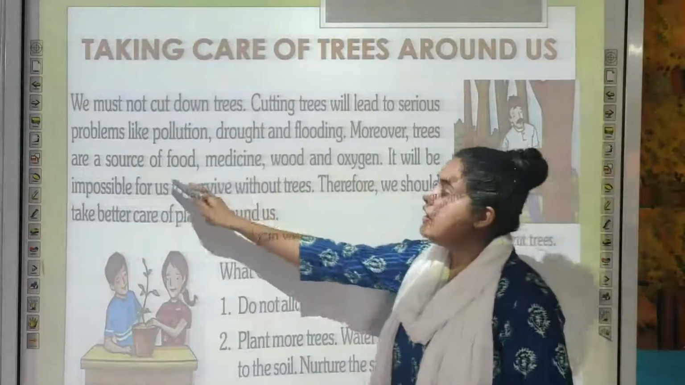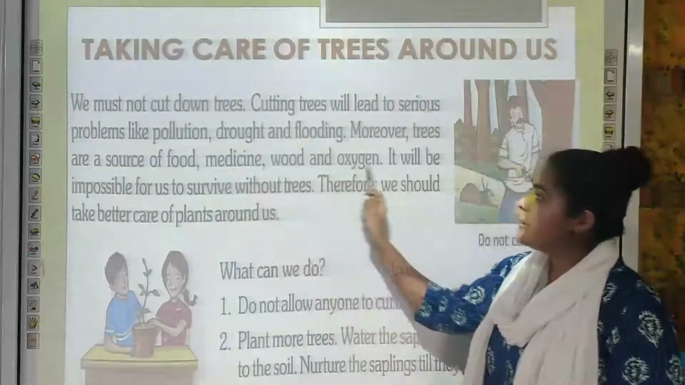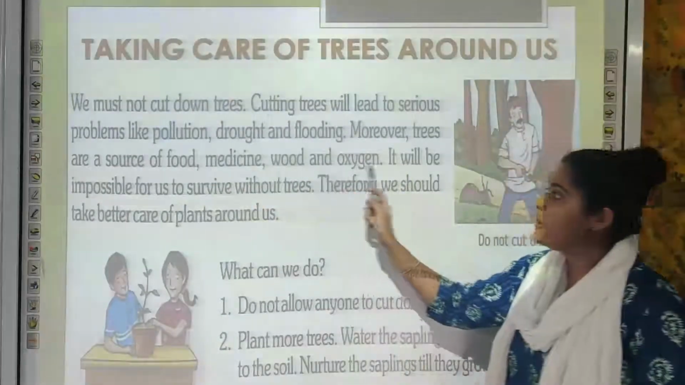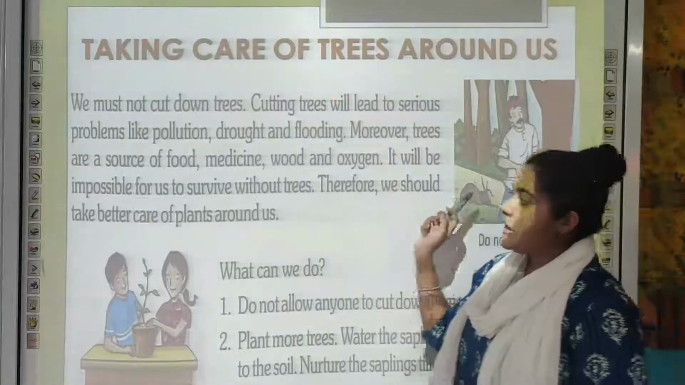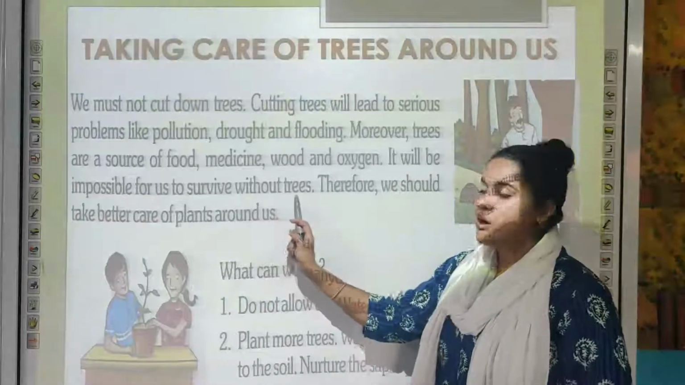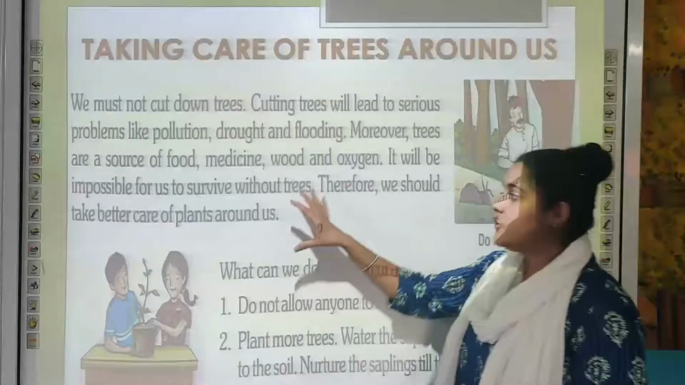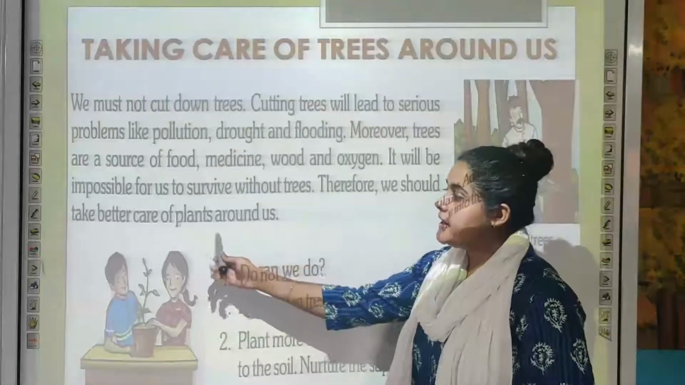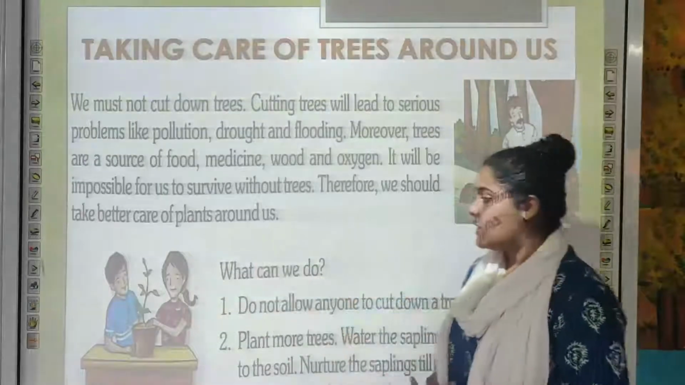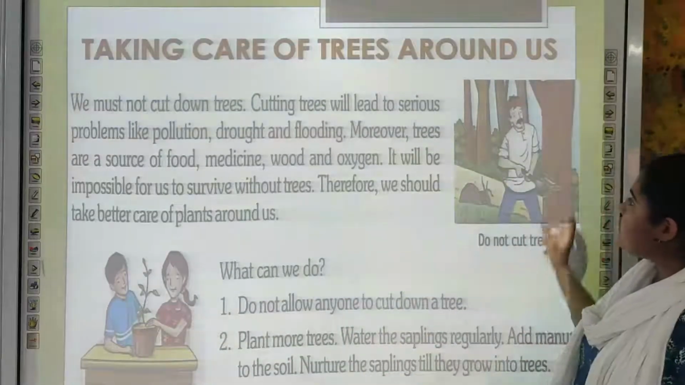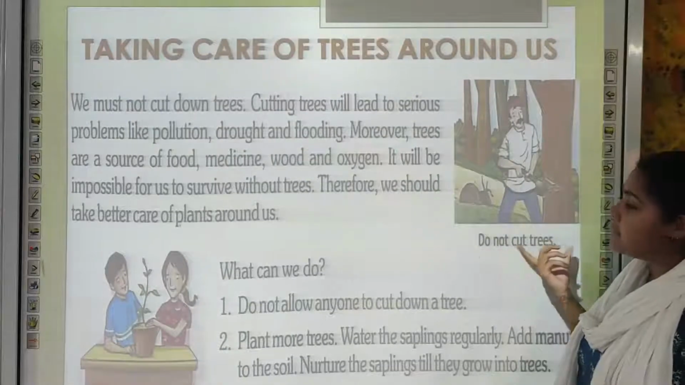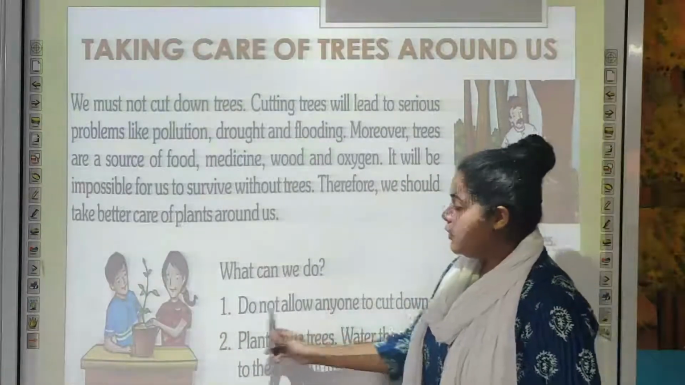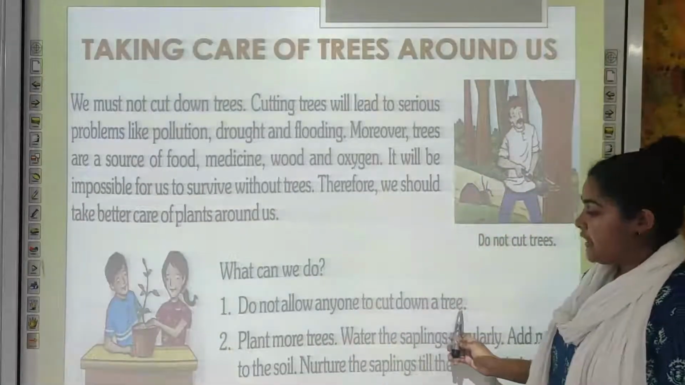Moreover, the trees are a source of food, medicine, wood and oxygen. So trees provide us various things like food, medicine, wood and oxygen. It is impossible for us to survive without the trees. Our life somehow depends on the trees. Therefore we should take better care of the plants in our surroundings. So do not cut the tree. As you can see here, this picture depicts we should not cut trees. And what we can do in order to prevent that: do not allow anyone to cut down a tree.